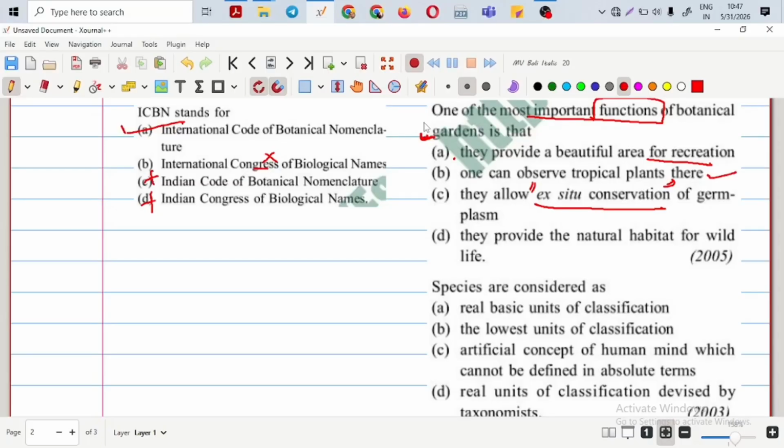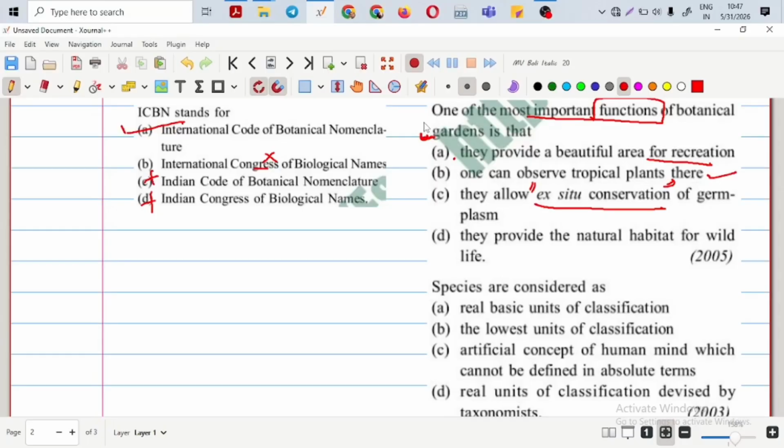They provide natural habitat for wildlife. It is an ex situ conservation that might not be natural habitat for all the plants. Local plants can also be there, but it is an ex situ conservation. So that is the true answer. Ex situ conservation means off-site conservation.